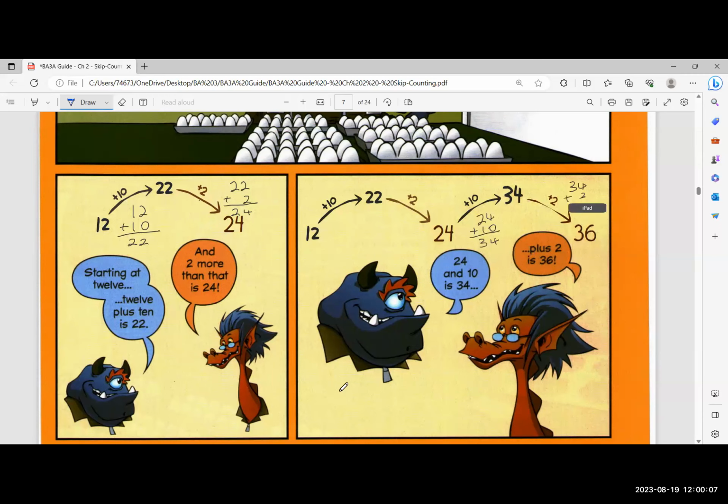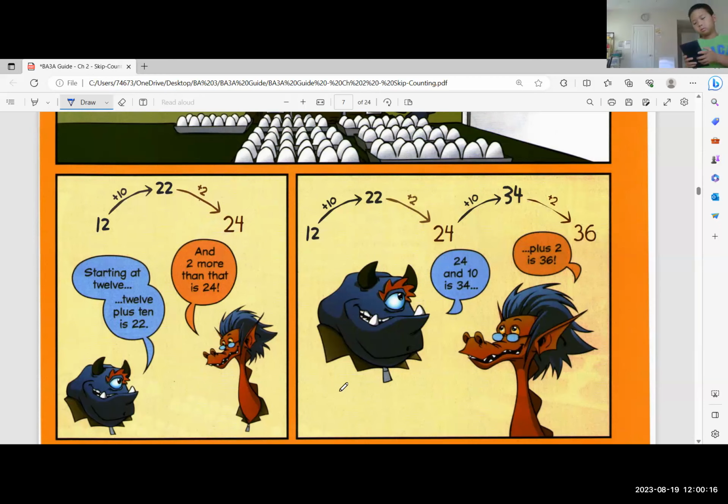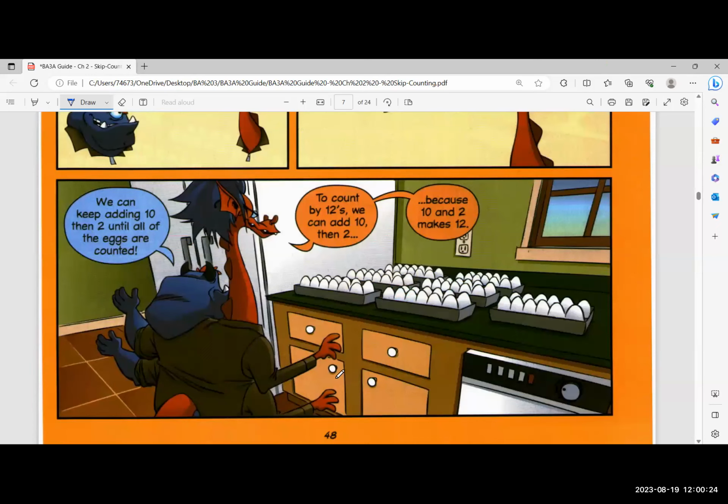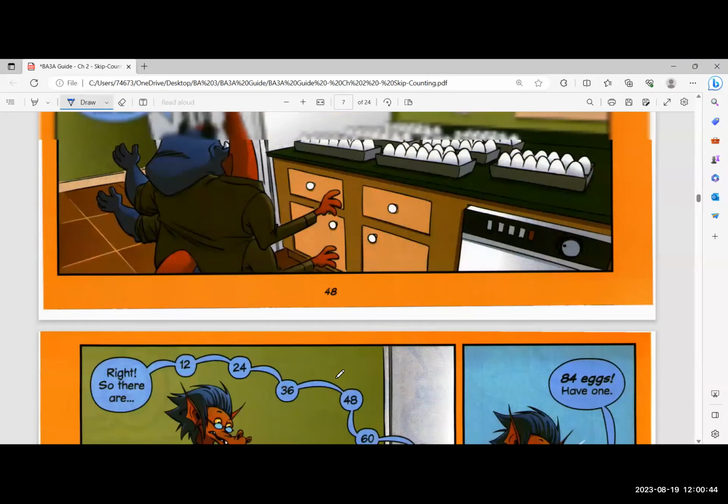Right? Do we have any questions? That's how we added 12. We can just keep adding 10 and 2 until all the eggs are counted. To count by 12, we can add 10 and 2, because we know that 10 plus 2 equals 12. Okay, and then look right here. We finished counting. We got 84.